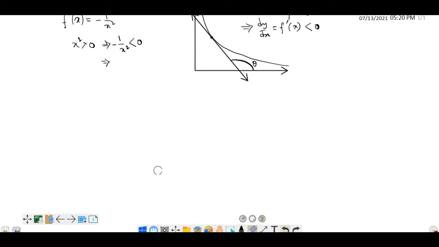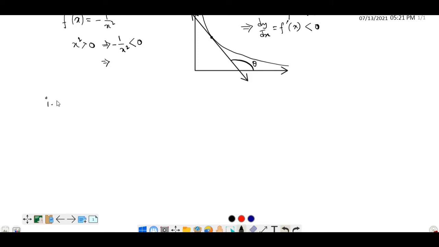So I think this is clear to all of you: the idea of increasing, decreasing, strictly increasing and strictly decreasing function, the definitions, the examples, and the final thing, the geometrical significance of derivative, and how we are applying this geometrical significance to distinguish between increasing, decreasing, strictly increasing, and strictly decreasing.